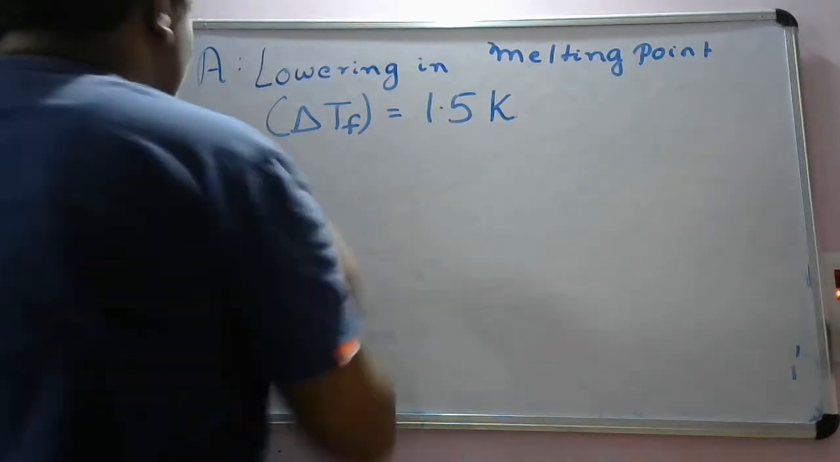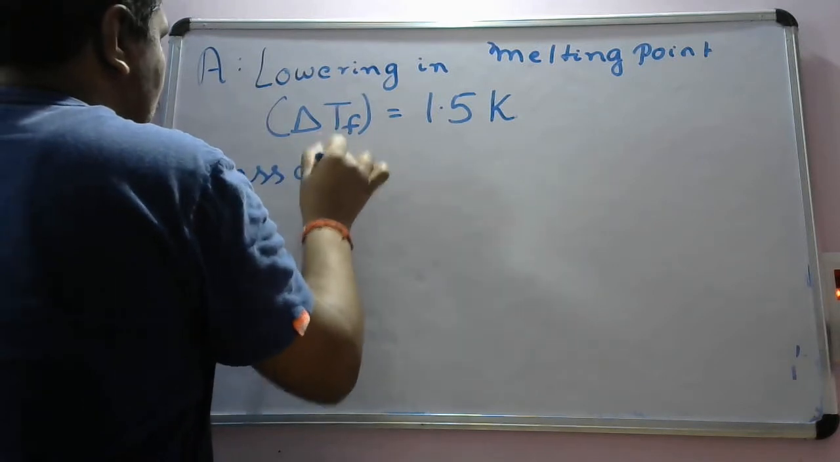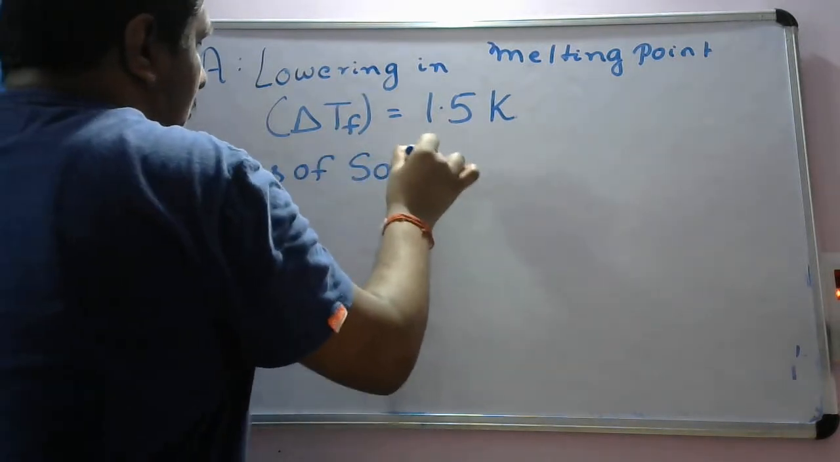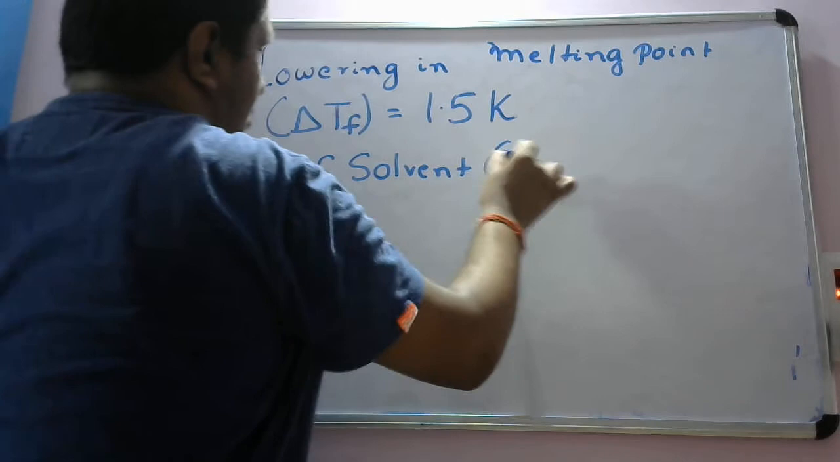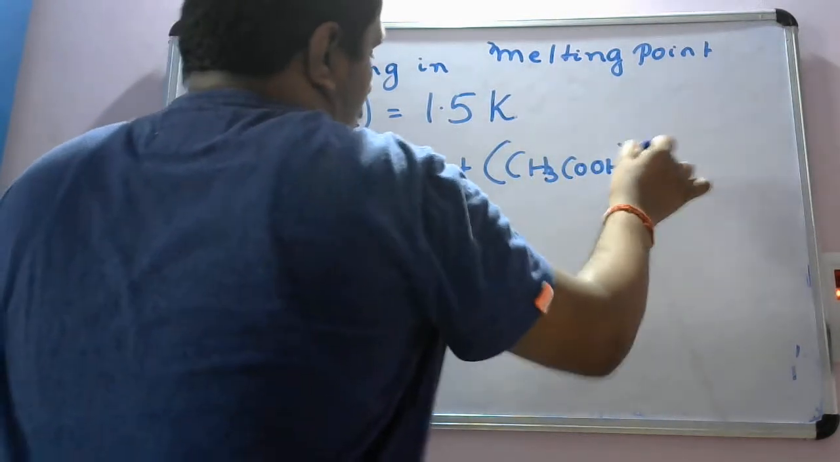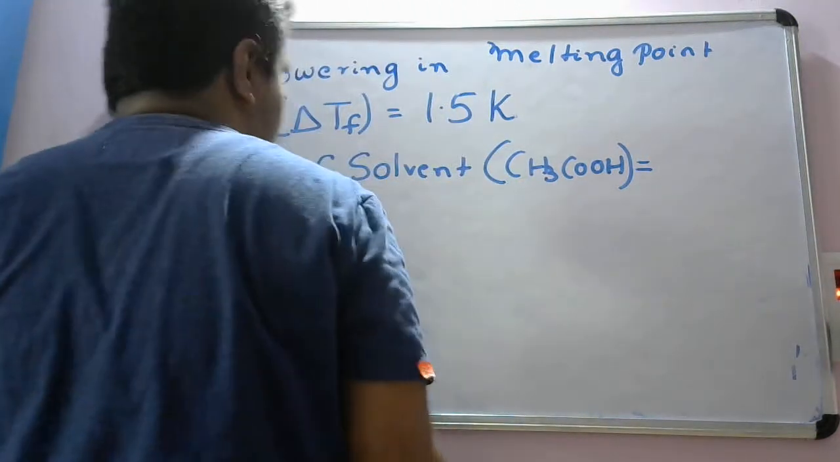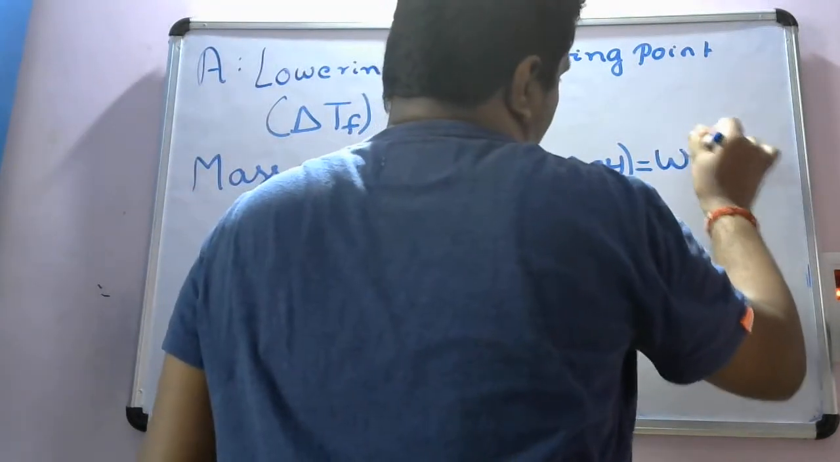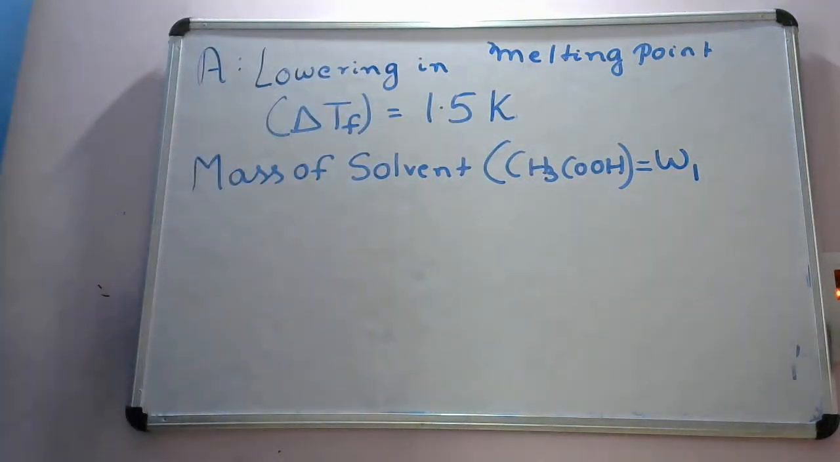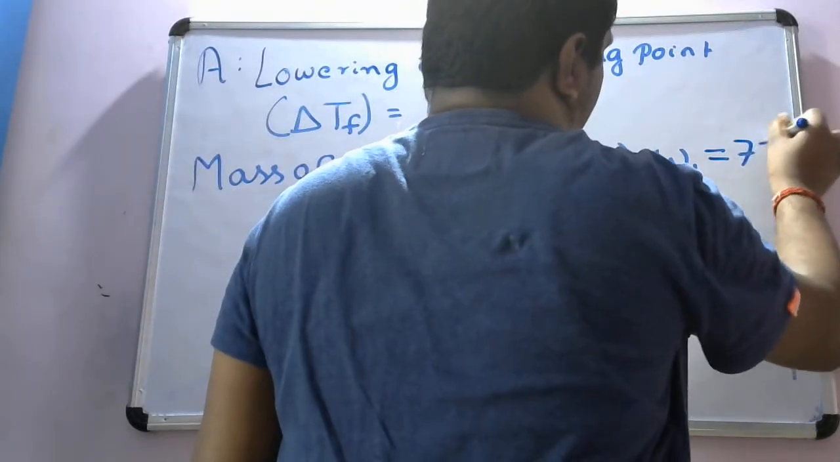Next is mass of the solvent. Solvent is our acetic acid, CH3COOH. The symbol we are using for mass of solvent is W1. I have told you, 1 is for solvent, W is the given mass. So mass of solvent is given in the question, that is 75 grams.